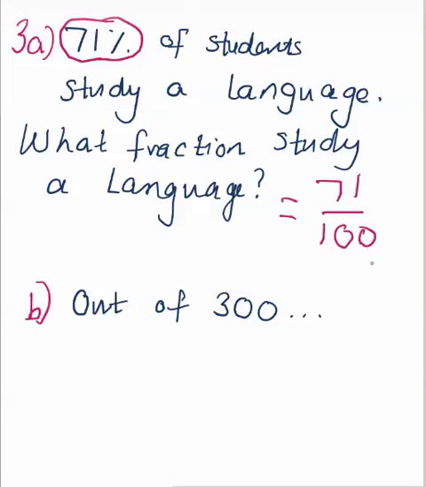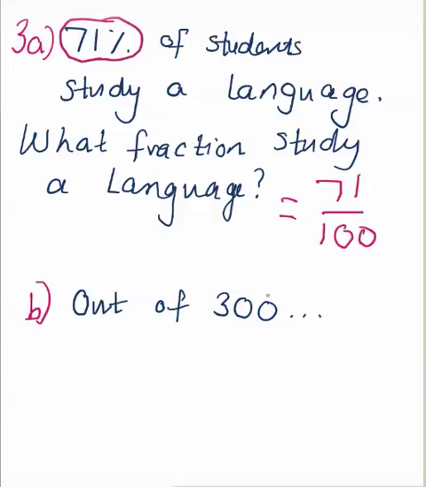So it's telling us 71 people out of 100 people, or 71 students out of 100 students study a language. And that's it. Now, looking at that figure, there is quite a large amount of students who study a language.